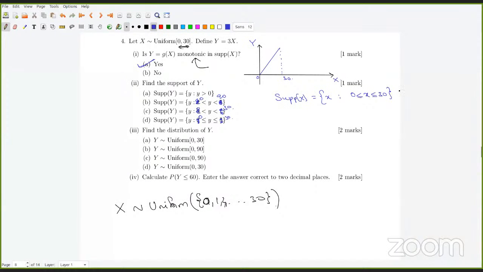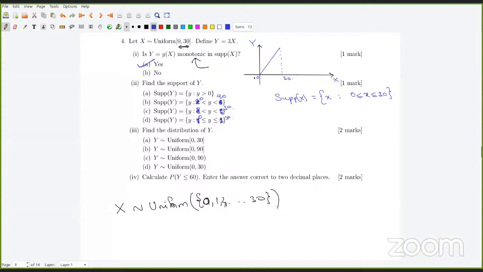So how do we simply get the support of y? How easily can we find the support of y? Just multiplying by 3. Yeah, just multiplying the support by 3. But why are we multiplying it by 3? Because y is equal to 3x, which is a continuous function, and x takes values from 0 to 30.